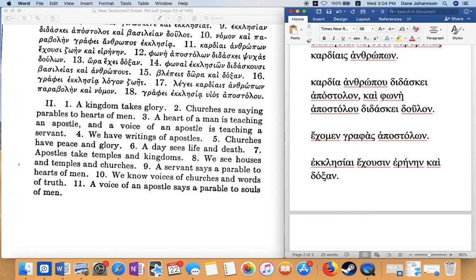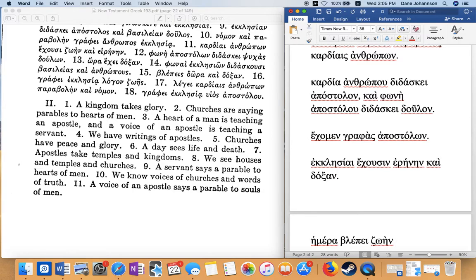Number six, a day sees life and death. Does anybody know what a day is? It's hemera, a day. So nominative singular feminine. A day sees, he, she, it sees, blepei. A day sees life. So it would be an accusative.